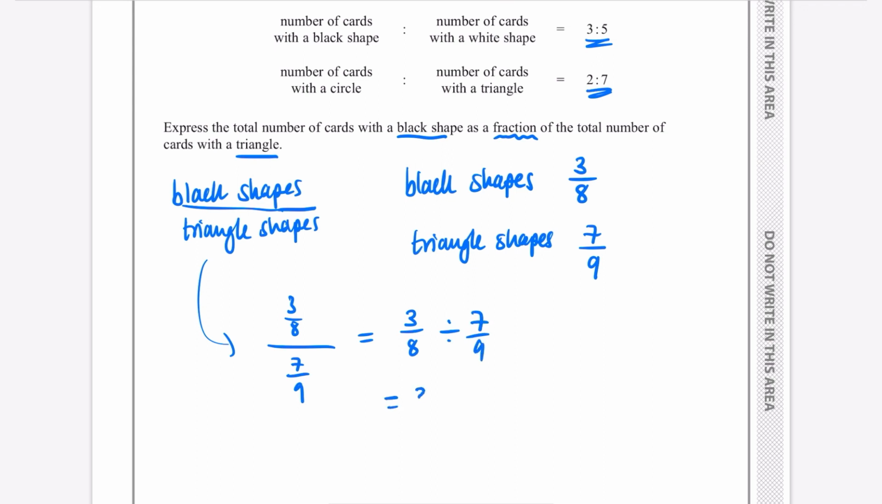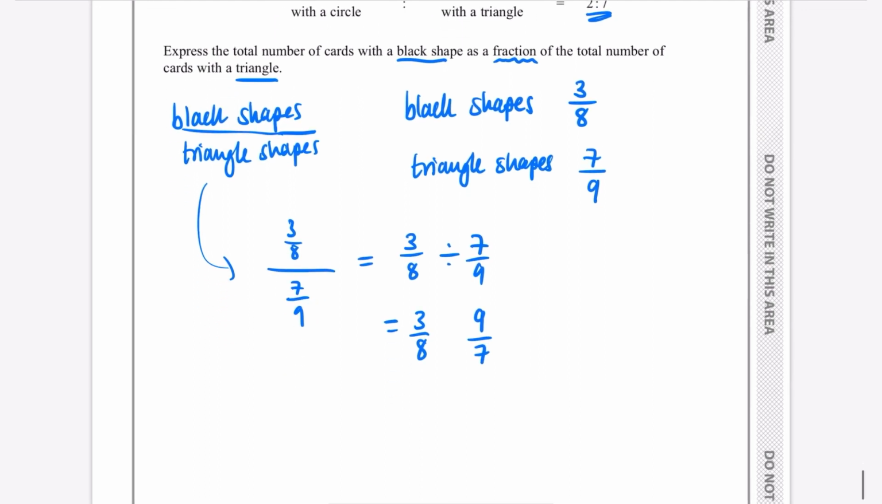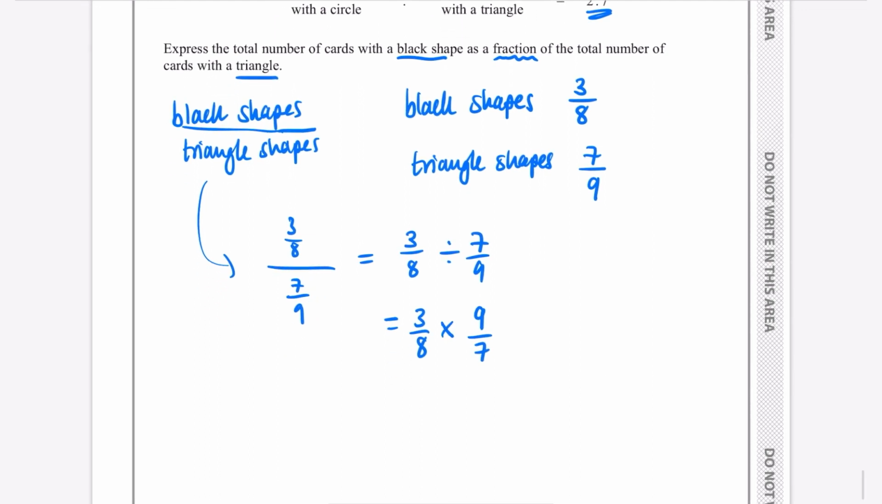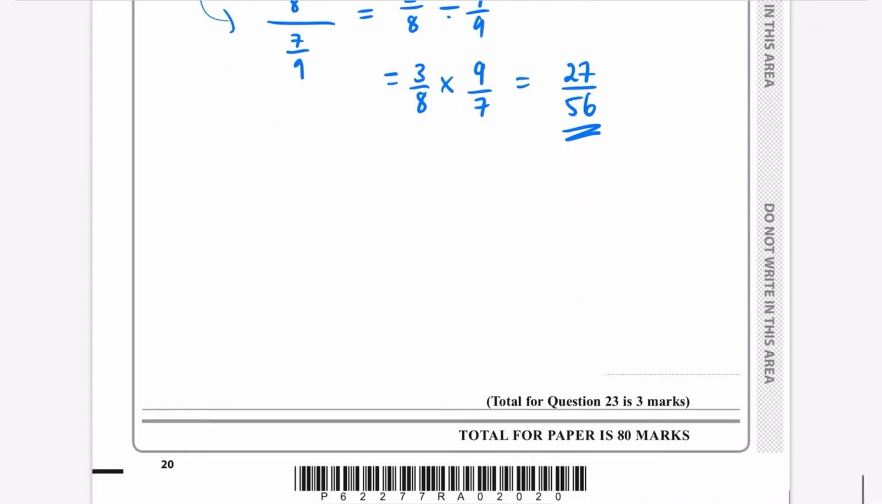We know how to do this now. We're just going to keep this one like this. We're going to flip this one over so that it's 9/7. We're going to take its reciprocal, and we're no longer going to do a division. We'll do a multiplication. So 3 times 9 is 27, and 8 times 7 is 56. So 27/56 is the fraction of cards with a black shape out of those with a triangle on, 27/56.